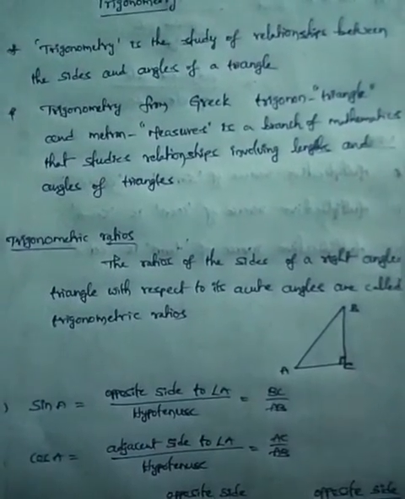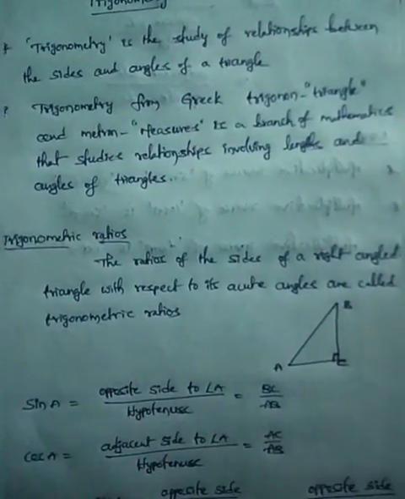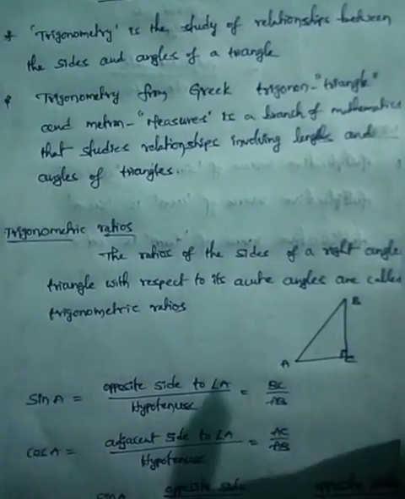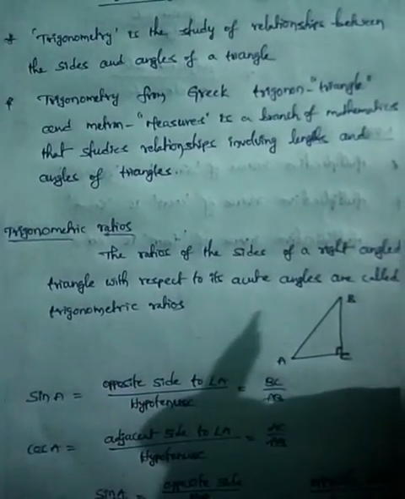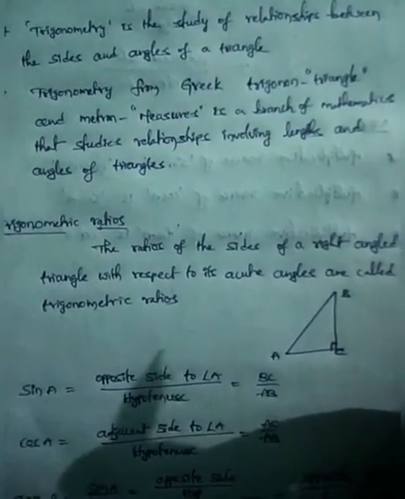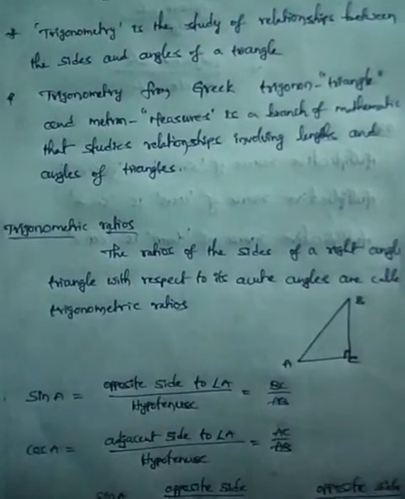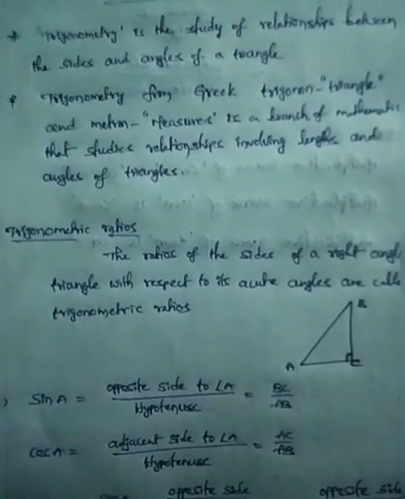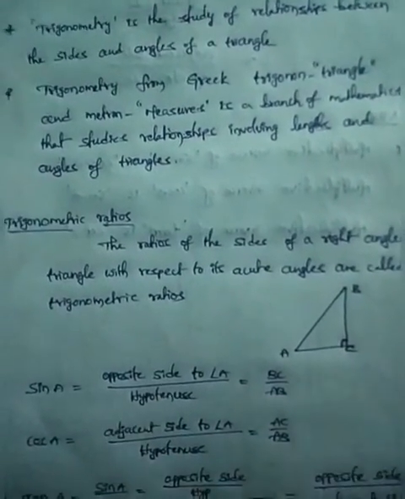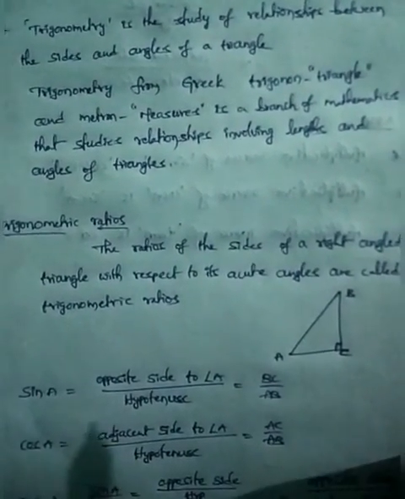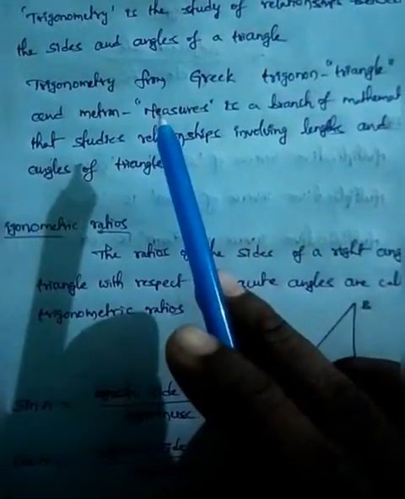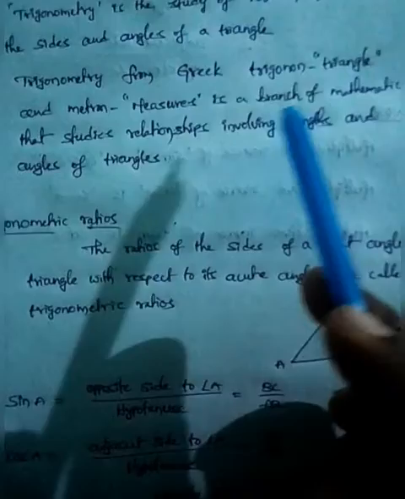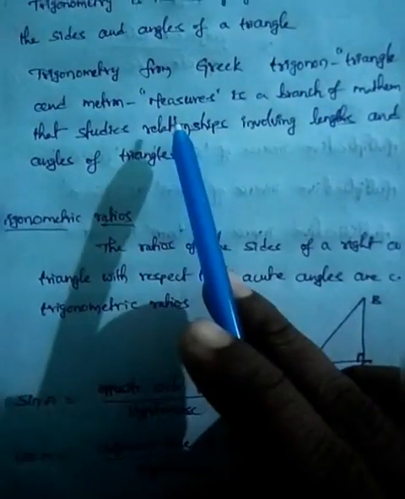So children, in this concept of trigonometry we can find the lengths of the sides of a triangle, and also we can find the angles of triangles by using the trigonometric ratios. Generally, trigonometry is a Greek word which comes from the Greek words trigonon metron. Trigonon means triangle and metron means measure.